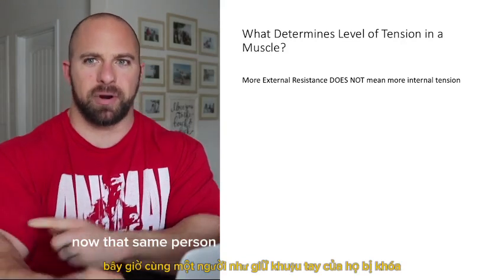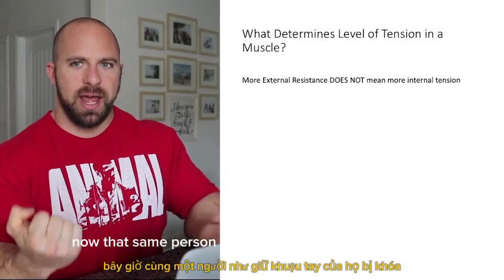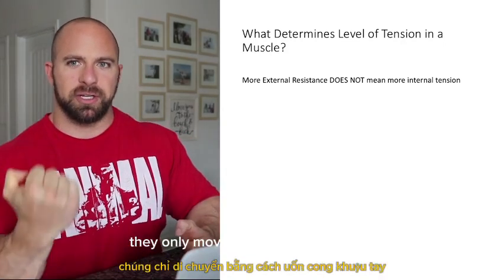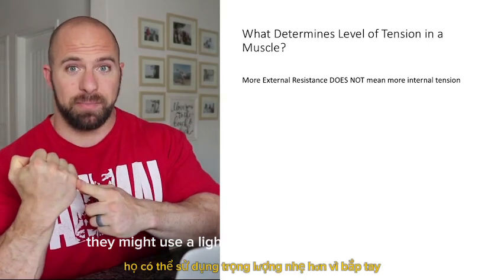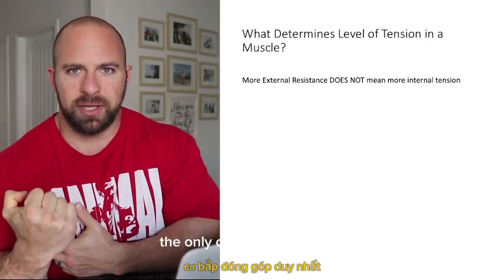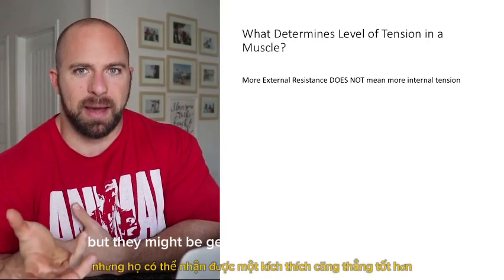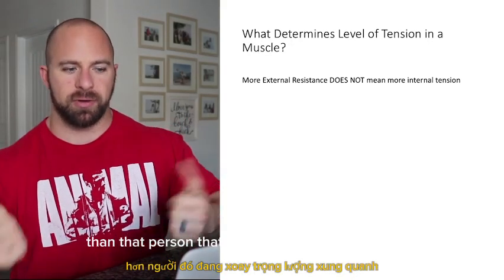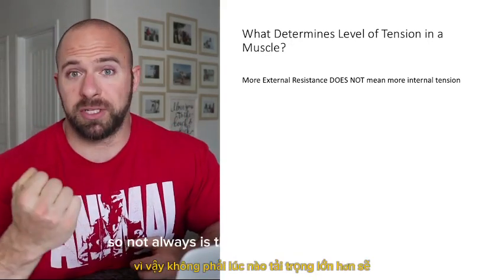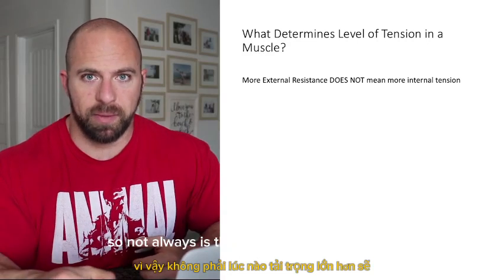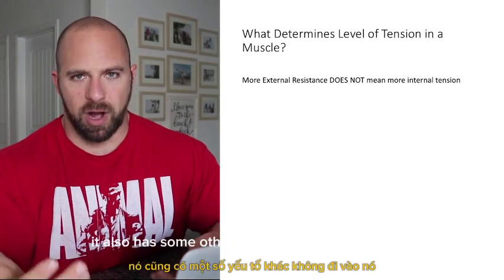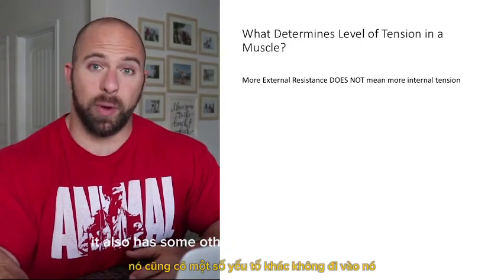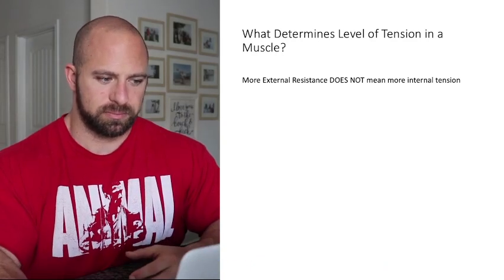Now, that same person keeps their elbows locked in, they only move through elbow flexion. They might use a lighter weight because the bicep's the only contributing muscle, but they might be getting a better tension stimulus than that person that's swinging the weight around. So not always is the greater load going to matter, but it also has some other factors that go into it, and we're going to talk about those.